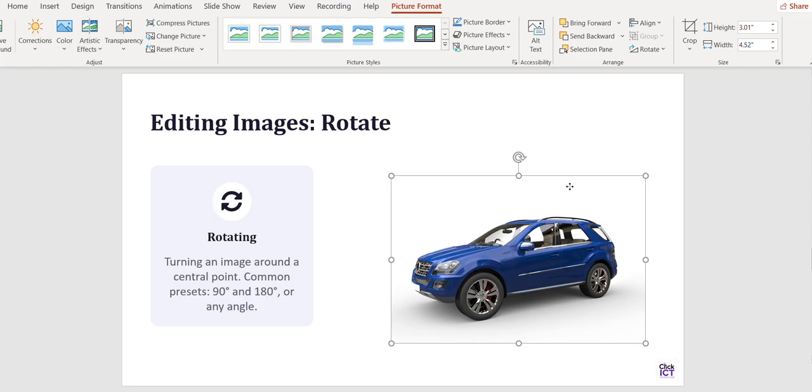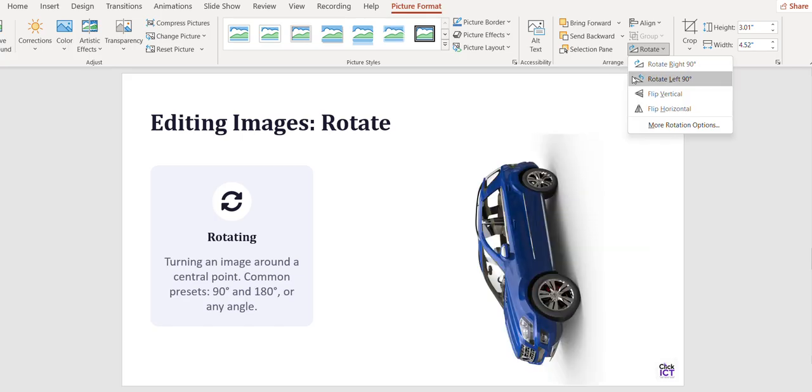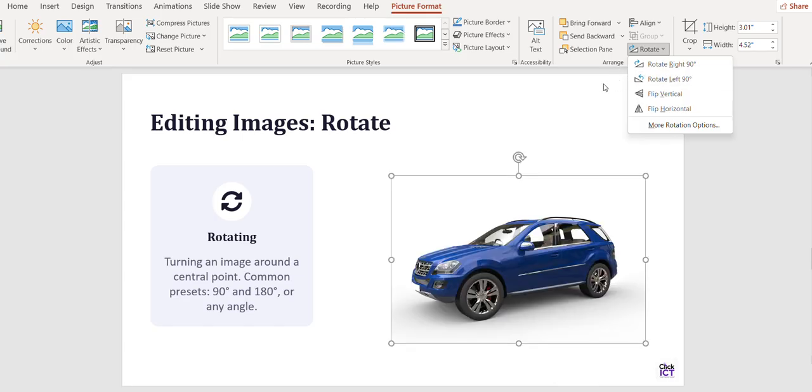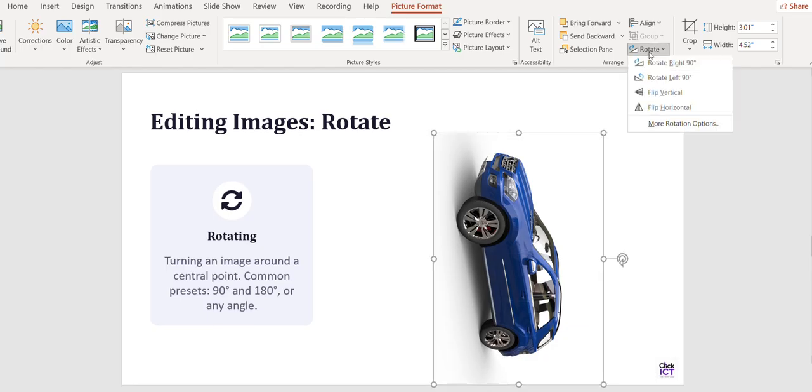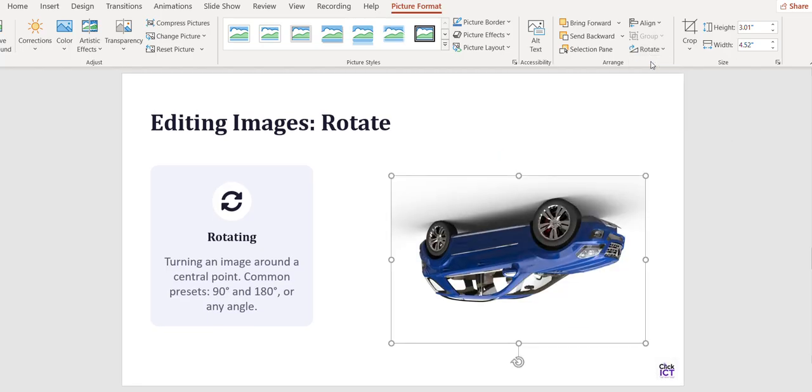So how do we rotate? For example, select the image, go to rotate. If it is 90 degrees left, select this option, or if it is 90 degrees right, you will be selecting the other option. And if it is 180 degrees, you are going to rotate 90 degrees 2 times in the same direction. So this is how you rotate any picture or image.